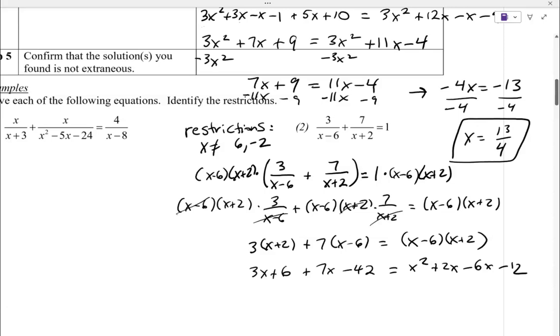What do you get on the left-hand side when you combine your like terms? You get a 10x and -36. On the right-hand side, we get x squared minus 4x minus 12. Okay. Now, the first example we did, we had the same x squared on both sides that ended up canceling out. Does this x squared cancel out with anything?